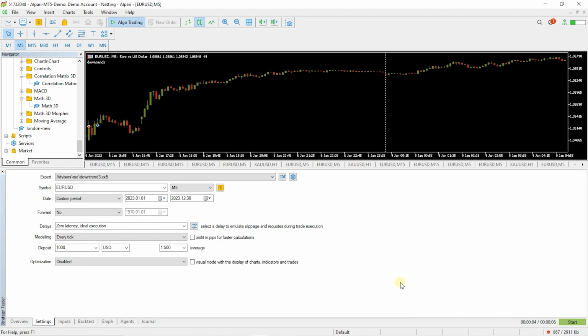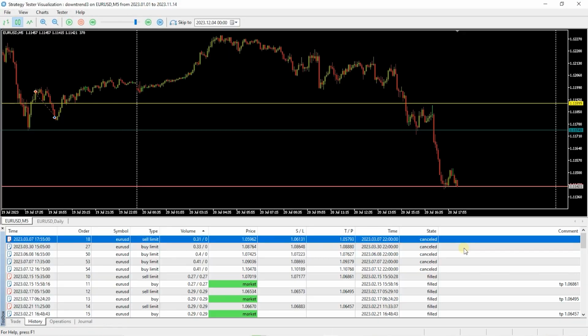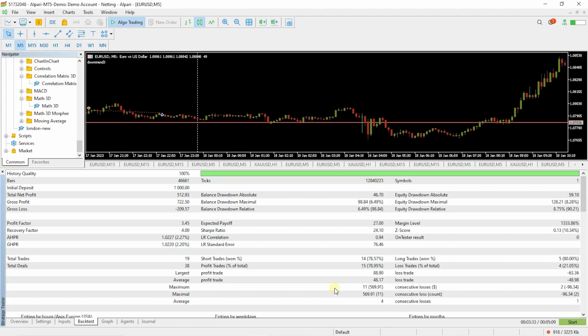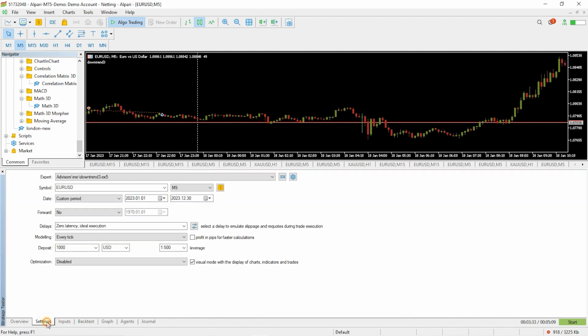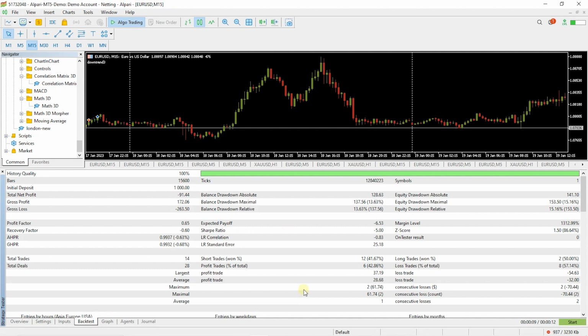Also, if an order has been placed and 3 candles have passed without the order being executed, the order is then deleted. I will test it on Euro for 2023. So here we can see we have some cancelled orders because they were put but they weren't executed and it deletes them. We had 50% profit for Euro on M5. I will test it for other time frames.